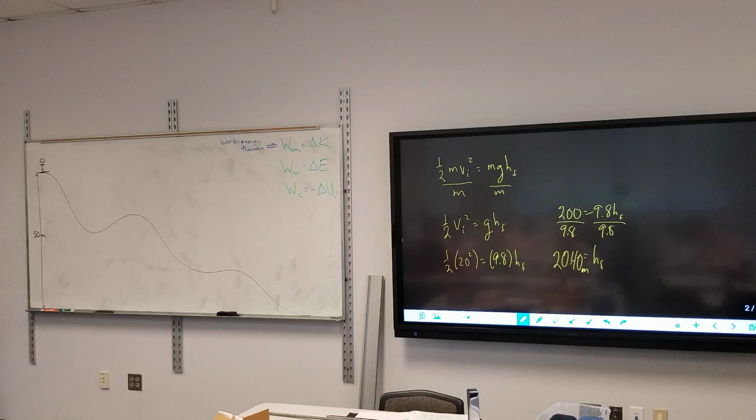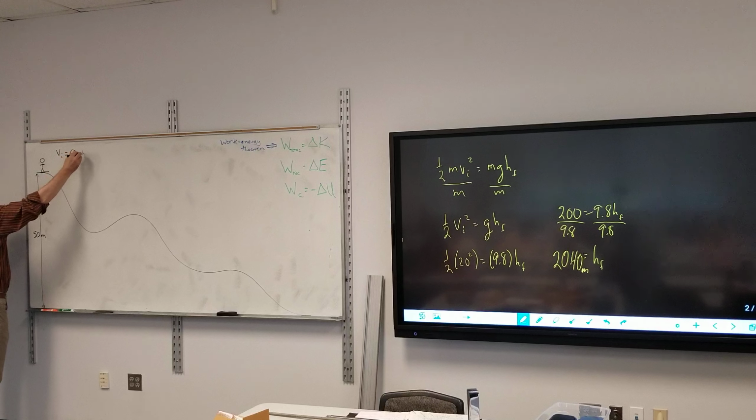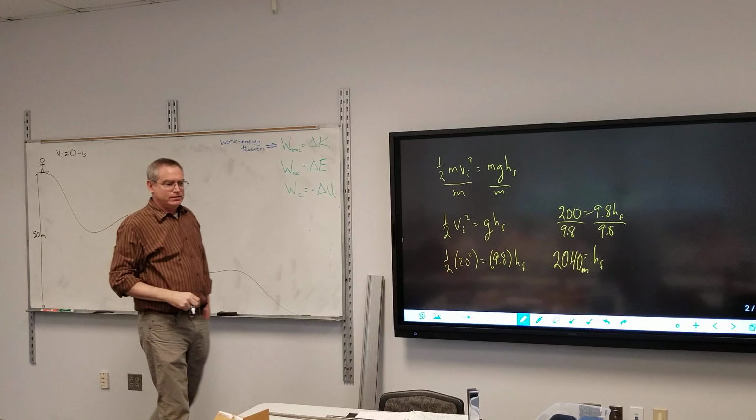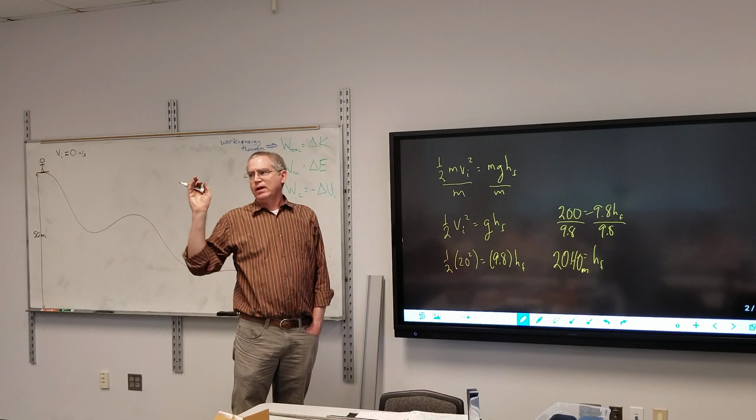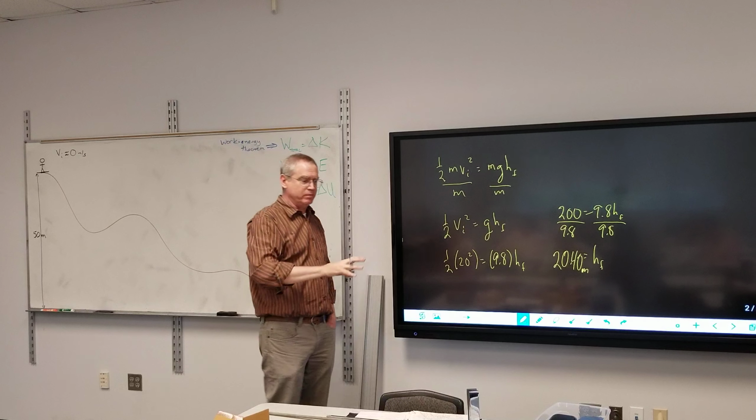All right, so he's at the top of this hill, initial speed at rest. Or we will say approximately at rest. He is so close to zero, perfectly balanced. A gnat lands on his back, which gets him moving.